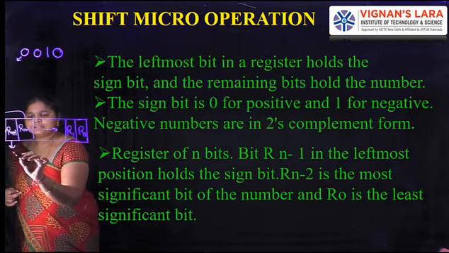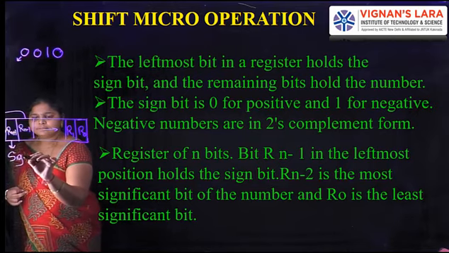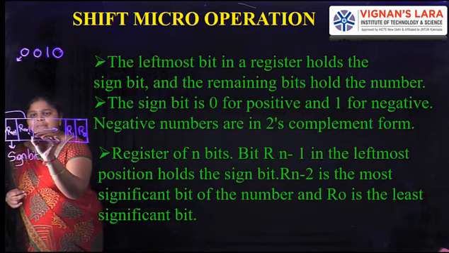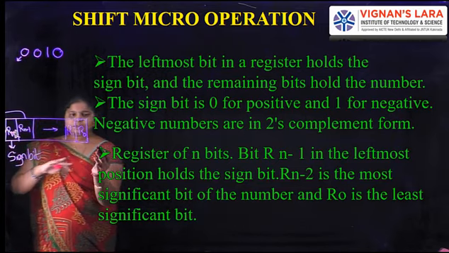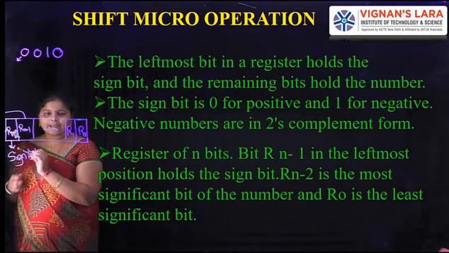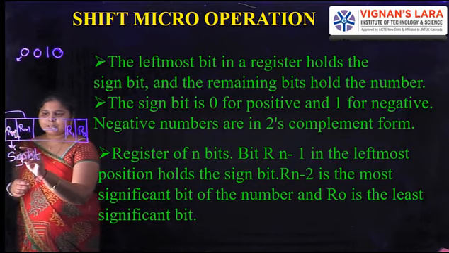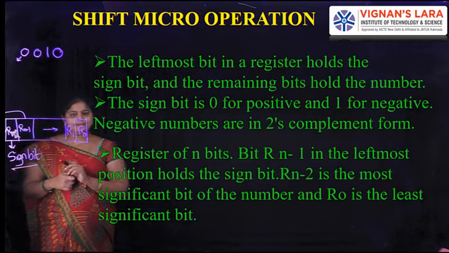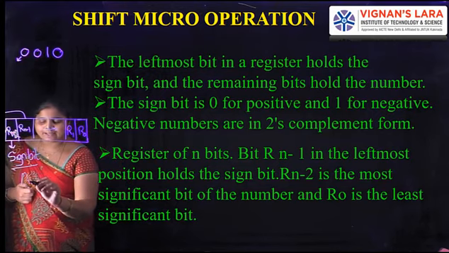This is a sign bit, whether it is a positive number or a negative number. Bits n-1 and n-2. First we have to place it in one register, R0 to Rn-2. Rn-2 is represented as a sign bit. This is an arithmetic shift.